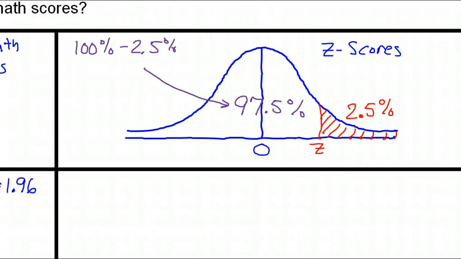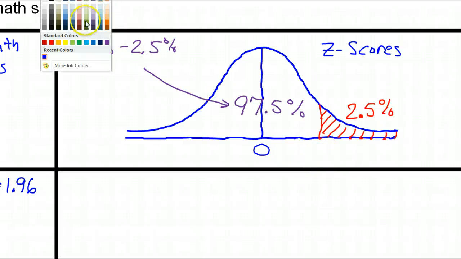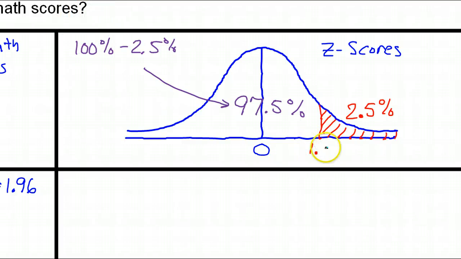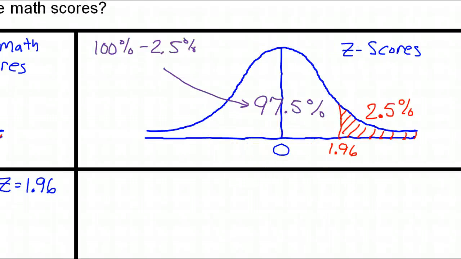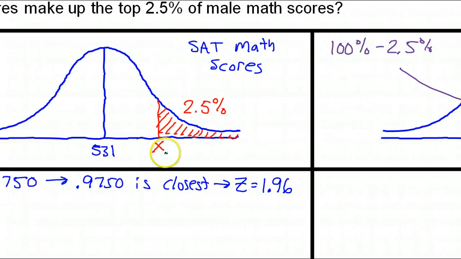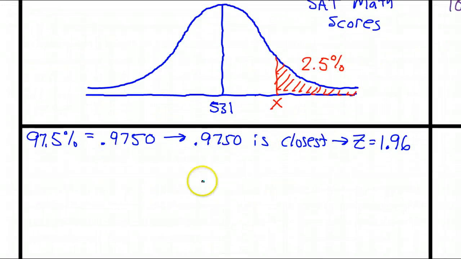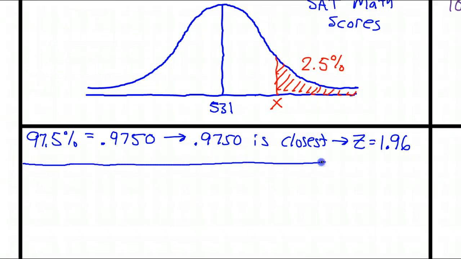Let's put that in the picture. 1.96. Yeah, that is almost 2 standard deviations above the mean. Anyway, what we really want is this x value, the SAT math scores. But what we have is a z-score, so we're going to use this z-score to do the calculations. We're going to turn this z-score into an x value, an SAT score.